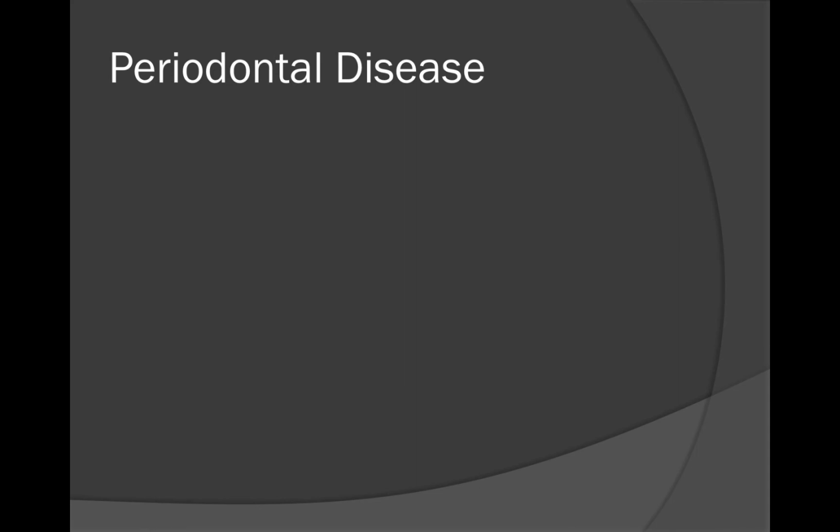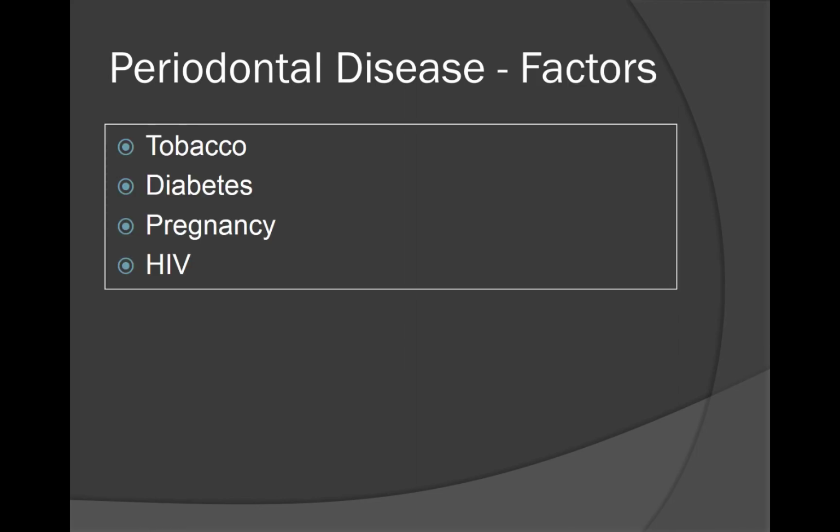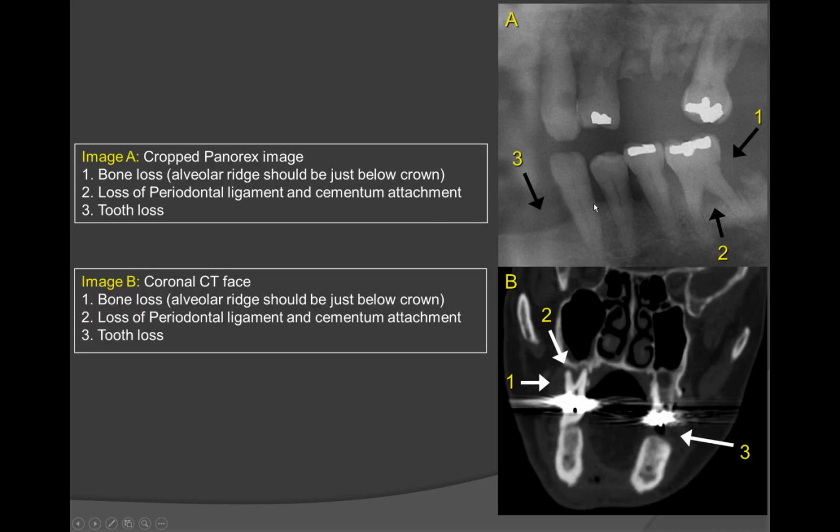Now, periodontal disease is a different entity. Periodontal disease is related to tobacco use, diabetes, can be worsened by pregnancy, and HIV is also a risk factor. Essentially, you can think of diabetes and smoking as damaging the microvascular supply to the gingiva, which impairs the host immune system and impairs tissue repair, and the smoking itself causes inflammation of the gums.